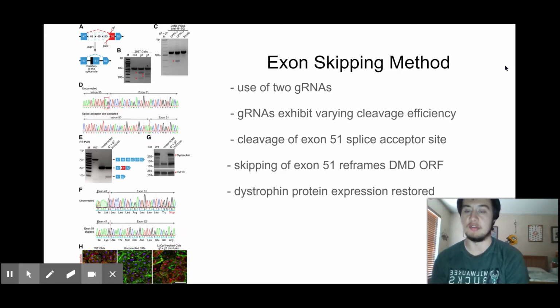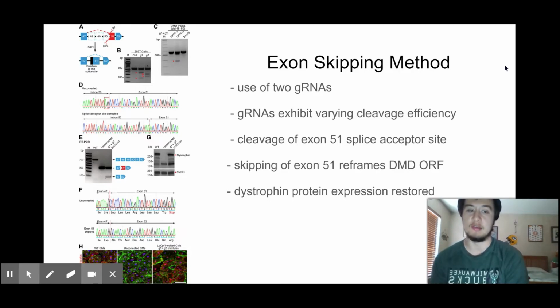Figure E shows the results of another PCR experiment. The fragments are labeled. The lower band shows the skipping of exon 51. Since this exon was skipped, fewer base pairs were being read. Therefore, this fragment was smaller and it was able to migrate farther through the gel. It's labeled at the bottom. Figure F sequenced this fragment, and the DMD gene was actually reframed, and the stop codon at the end of exon 51 was actually bypassed, allowing for dystrophin expression to be restored.